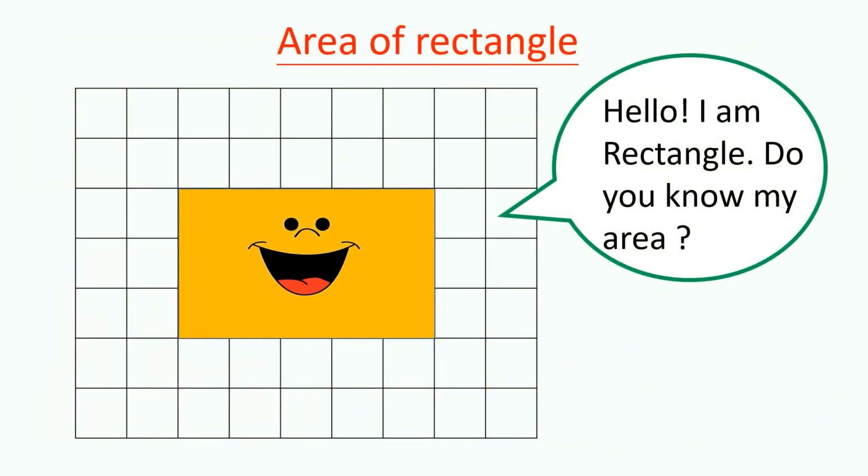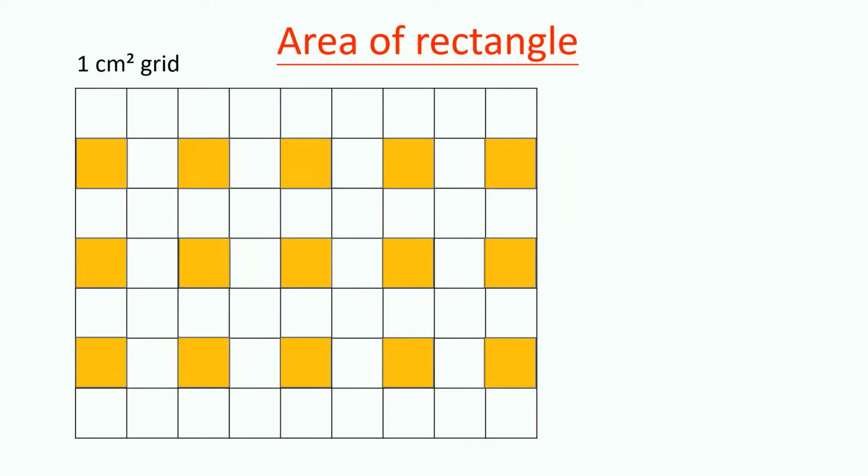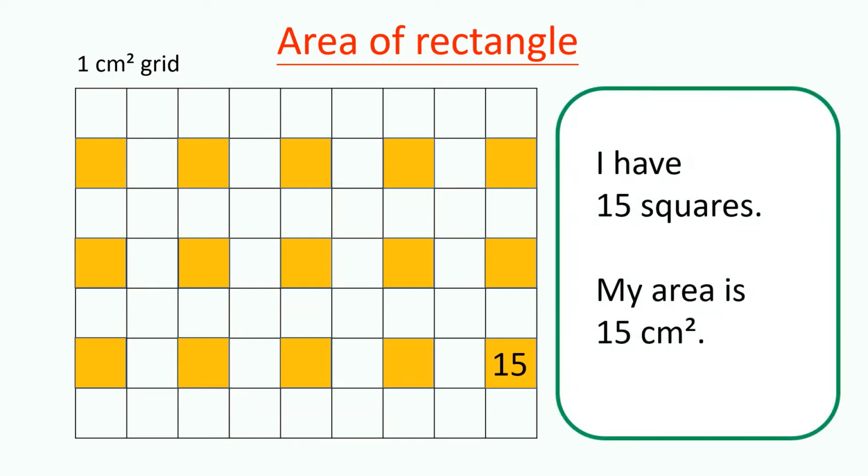Hello. I am rectangle. Do you know my area? This is a 1 square centimeter grid. You can find my area by counting the number of squares. I have 15 squares. So my area is 15 square centimeters.